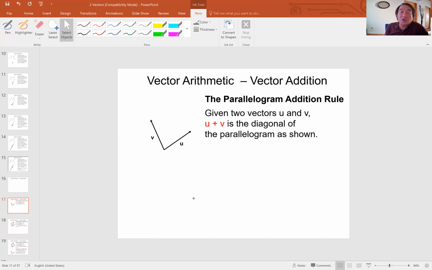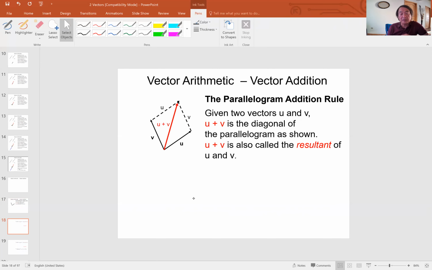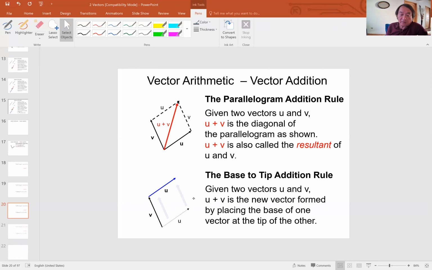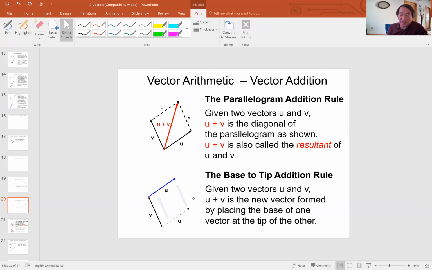How do we add? These are the most important things in doing the arithmetics of vectors. There's the parallelogram rule. You have two vectors, and we use the two vectors to make a parallelogram, and the vector sum is the diagonal. Another way to look at this is quite useful. How do we make that diagonal? We can take the base of one of the vectors and move it to the tip of the other one, and then form the diagonal.